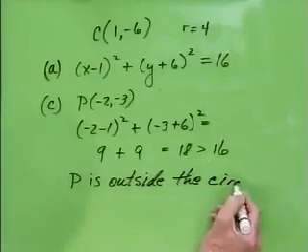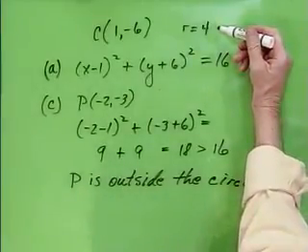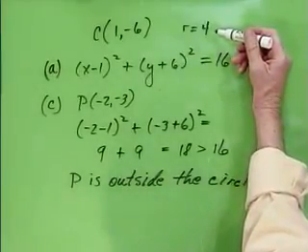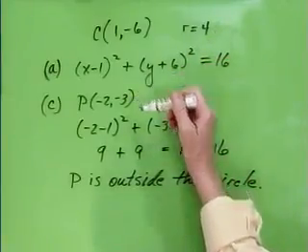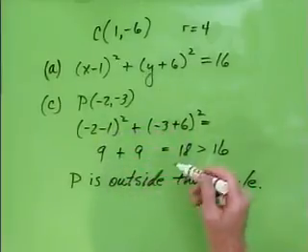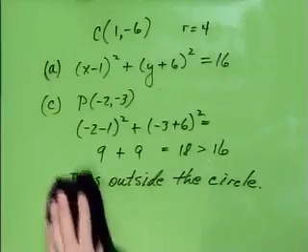Now, I mention this because if you draw a rather accurate graph of the circle that we started with, center at 1, -6, radius 4, it's going to be rather difficult to tell if -2, -3 is on the circle or not if you draw it sort of freehand. It's kind of hard to tell because it's very close to the circle, but what we've determined is that it's actually outside. Okay, one more problem.